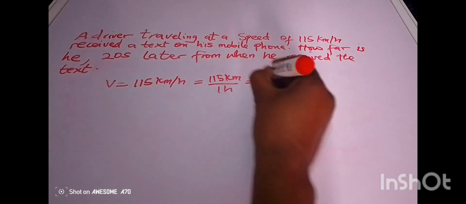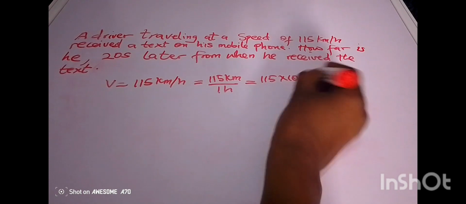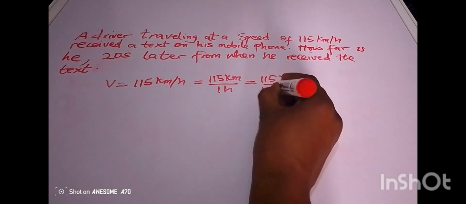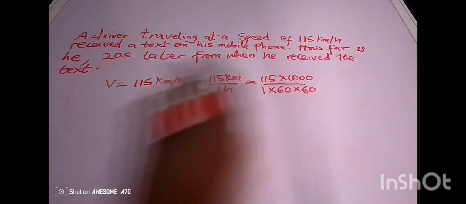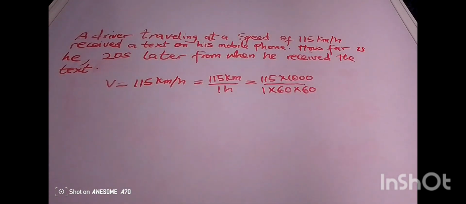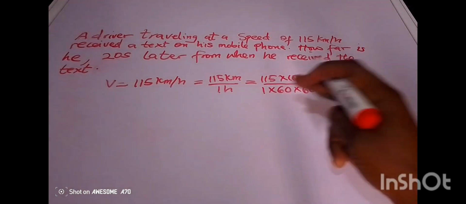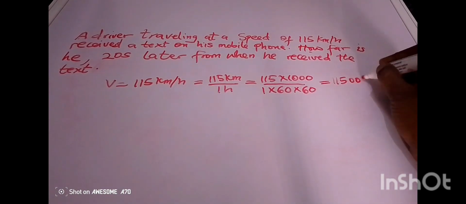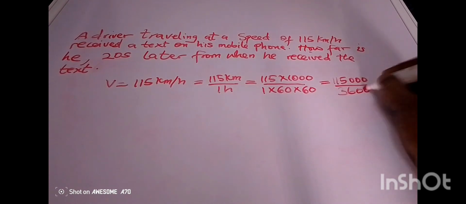So if I convert this one to SI unit, it's going to be 115 multiplied by 1000. Why? Because 1000 meter make 1 kilometer. If I convert this one also to SI unit, it means 1 hour multiplied by 60 minutes, then multiplied by 60 seconds, because 60 seconds make 1 minute and 60 minutes make 1 hour. So let's quickly do the final conversion now. 115 multiplied by 1000 is going to mean 115,000, then divided by, when I press this, it's going to give me 3600.